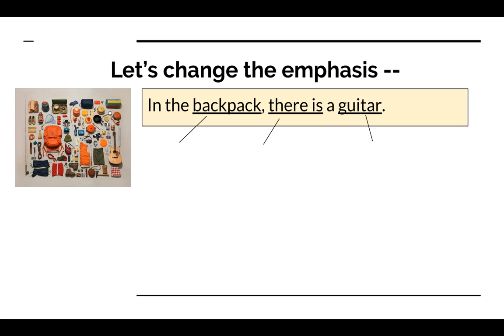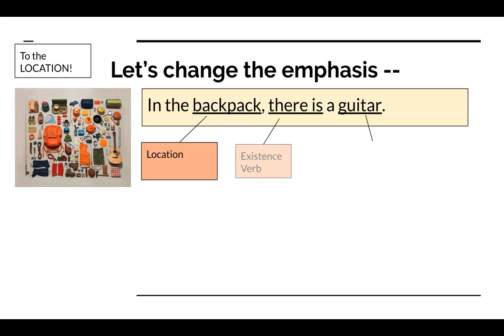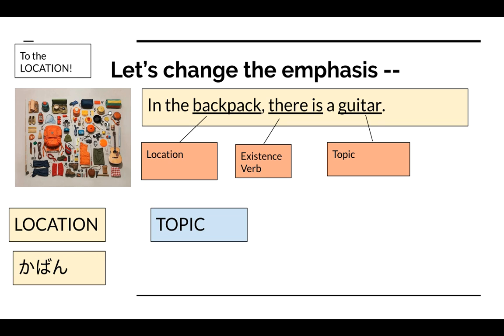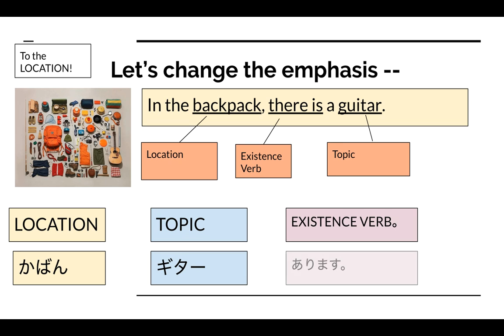Now I like for us to think about what if the emphasis was placed on the location. So in the backpack, there is a guitar. So the backpack is the location. There is the existence verb. And the guitar is the topic. So the emphasis is placed obviously on the location and not the topic. In this case, the structure goes like this. Location, topic, and the existence verb.